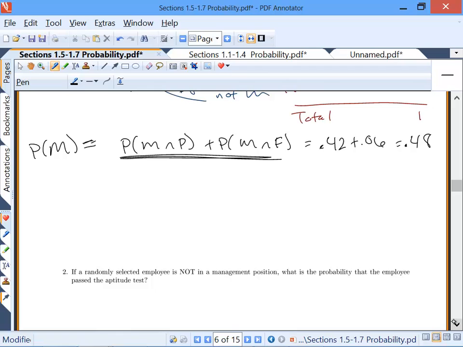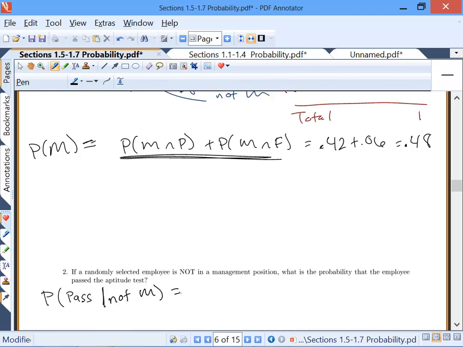So for the next part, let's say a randomly selected employee is not in a management position. What is the probability that he passed the aptitude test? This sounds to me like a conditional probability. What's the part that we want to know? We want to know if they pass. And the part that we know is that they are not management.